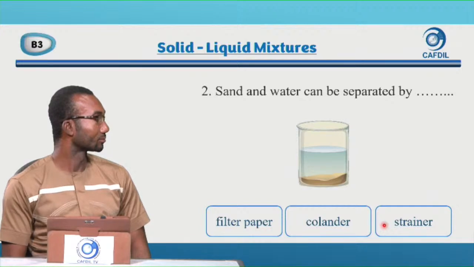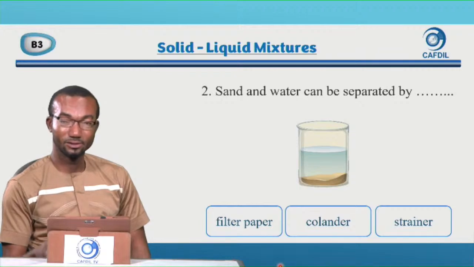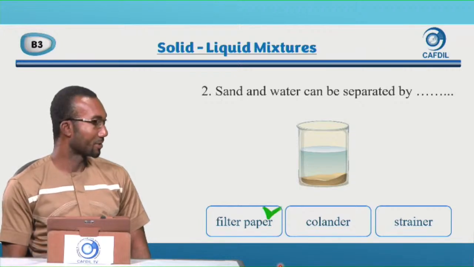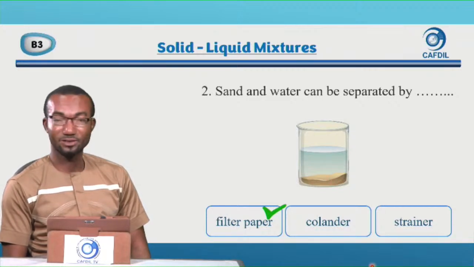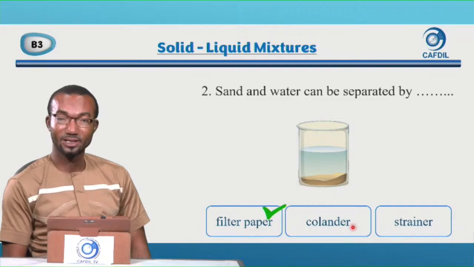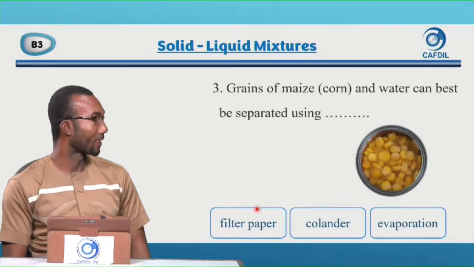Good. Sand and water can be separated by, so from the experiments that we went through, filter paper, colander and strainer, sand and water. Good. Filter paper, because when you use a colander, the sand particles will pass through it. Strainer, the sand particles will pass through it. So the best one to use is the filter paper.